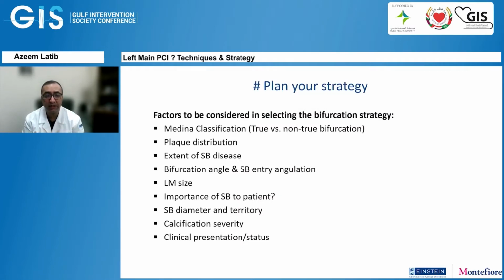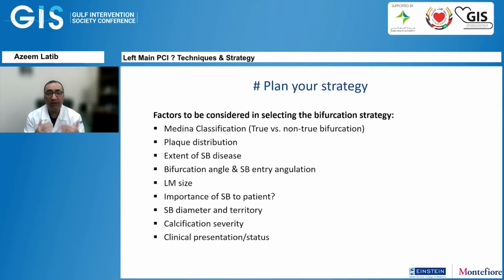I take a number of factors into consideration, starting with the Medina classification. And so I want to know, is this a true or is this a non-true bifurcation? I then look at things like the plaque distribution, the calcification, the clinical presentation. But the most important factor is really what the side branch is like. So is this a side branch with extensive disease? Is it an important side branch for that patient? Is it a side branch with a large territory? And the reason is because the side branch really dictates our approach in deciding between provisional and two stents.